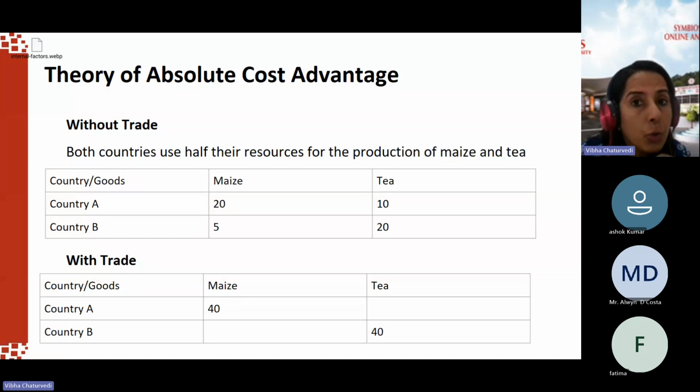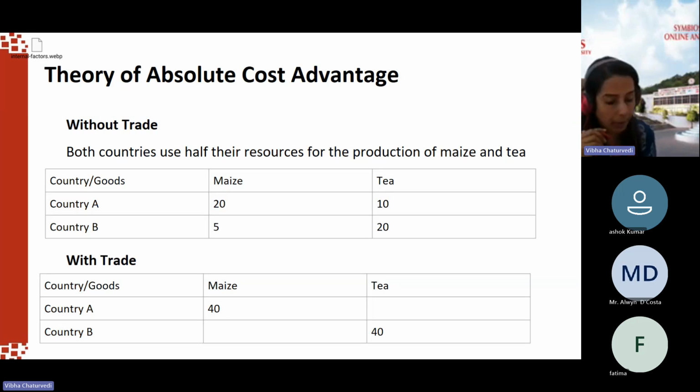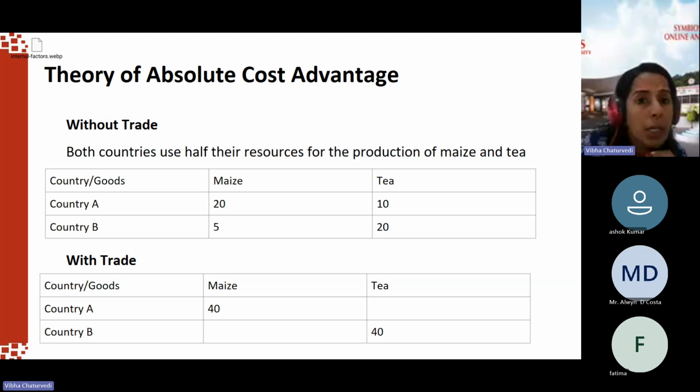In the theory of absolute cost advantage, we saw how, in a two country, two good model, if there are two countries producing two goods, one country may have an absolute cost advantage in the production of one commodity, and country B may have an absolute cost advantage in the production of another commodity. And that is why trade may thrive between these two nations. So each of the two nations will only produce and trade or export the commodity that it has an absolute cost advantage in.